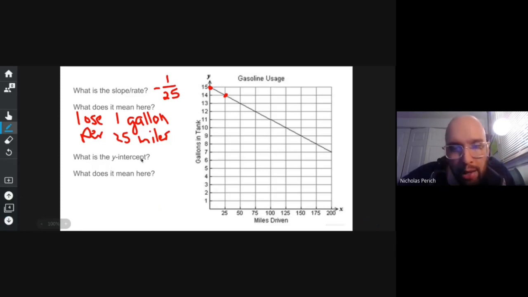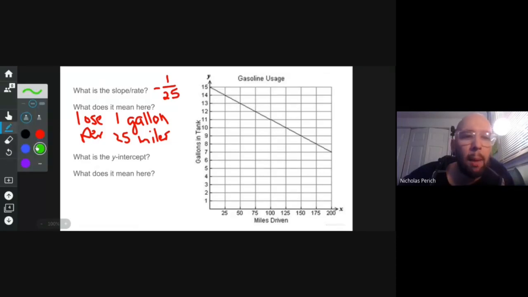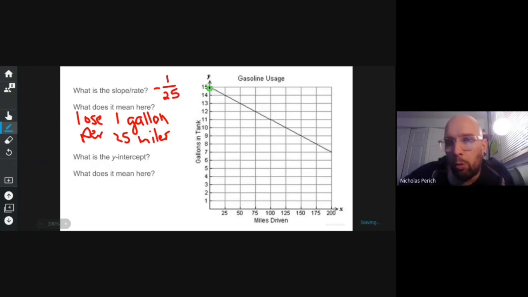What is the y-intercept? All right, well, the y-intercept involves me going to my y-axis. There it is up there, up tippy top. And wherever my line goes through the y-axis is my y-intercept. So my y-intercept is 15. So I'm going to give the point (0, 15). 0 is my x value. So I haven't driven yet. So I have driven 0 miles.